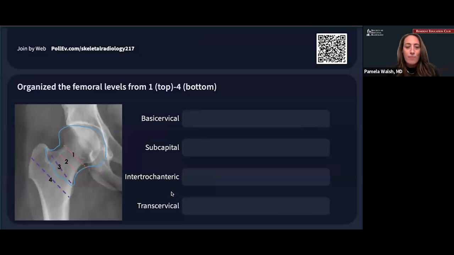Okay, so now we have our hip, and let's organize, one being the most proximal, our different levels of the femoral neck and extracapsular structures.